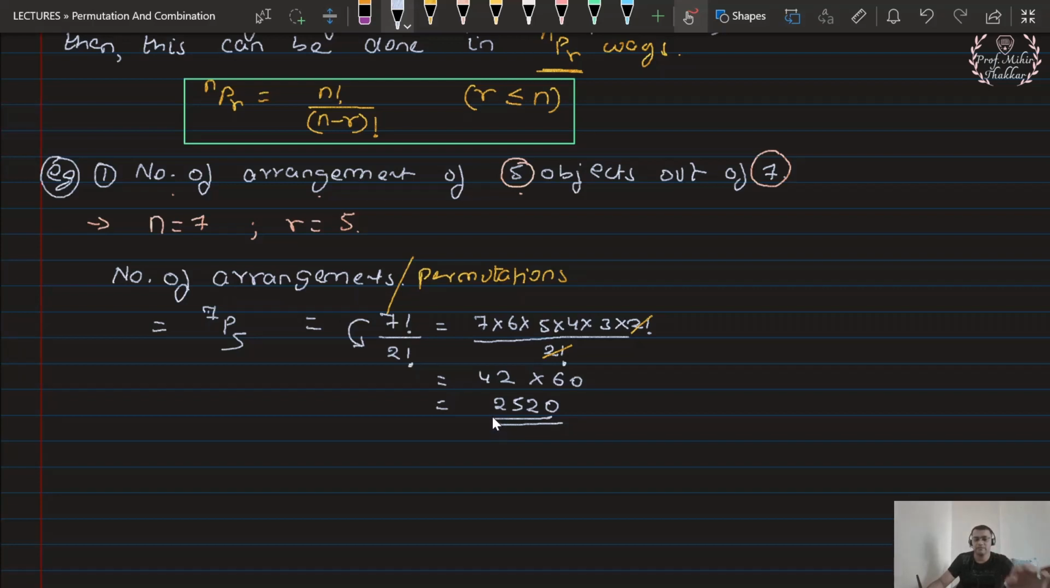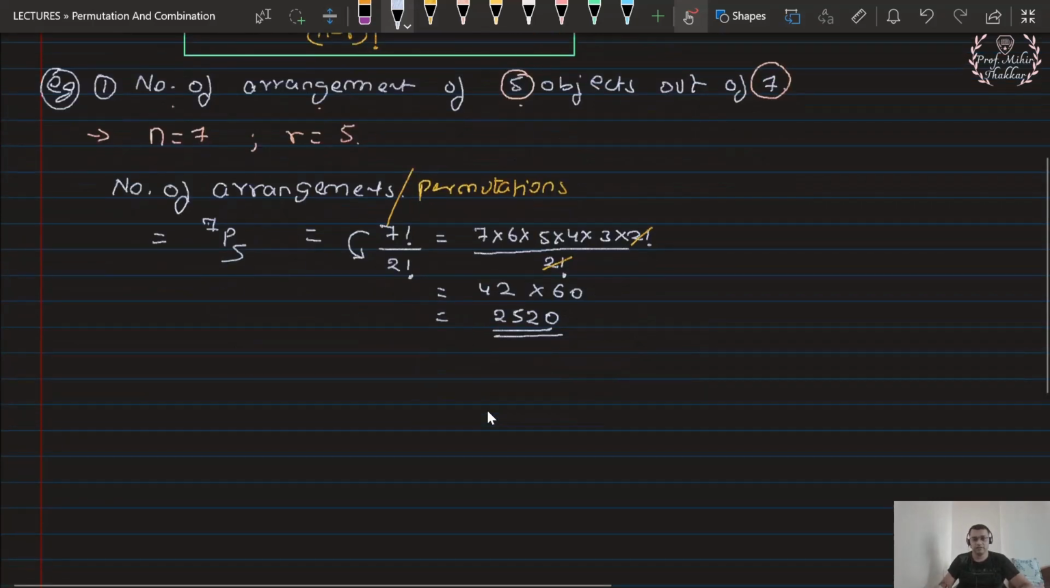That is example number 1 or case number 1, where there is no condition given, just you are given the total number of objects and the number of objects which have to be arranged. These two pieces of information are given to you. Then directly you use the formula for nPr and you will directly get the answer after simplification. That is your case number 1.